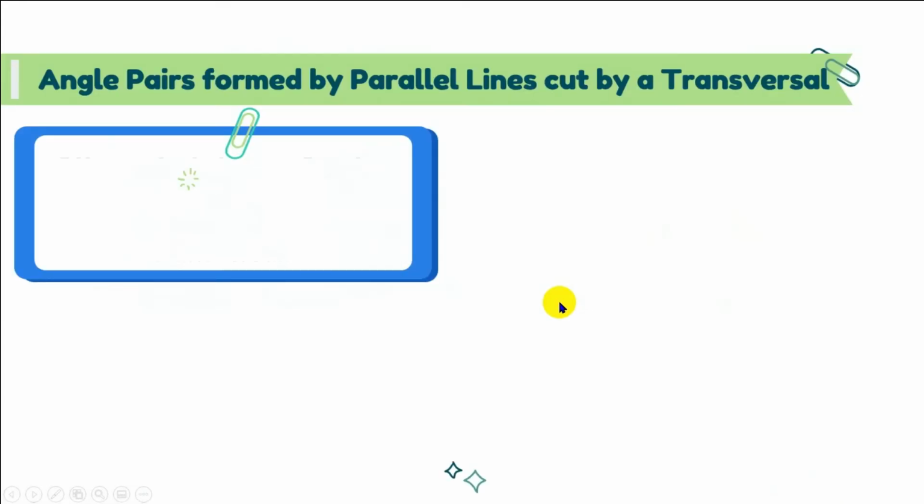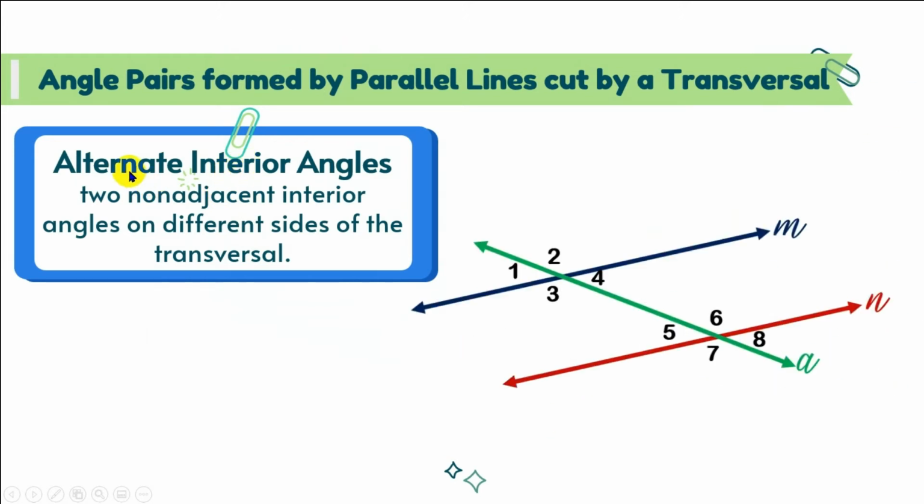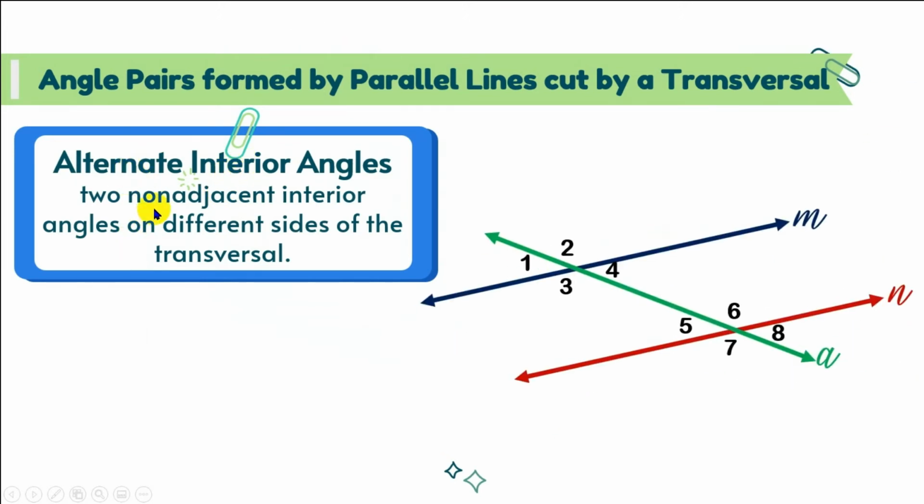Okay, so first we have alternate interior angles. From the words itself, ayan, meron tayong interior, meron tayong alternate. So these are the two angles that are non-adjacent. They are interior, nasa loob, and on different sides of the transversal. You have to look at the transversal line also. Kailangan alam mo kung alin ang left at right ng transversal line.